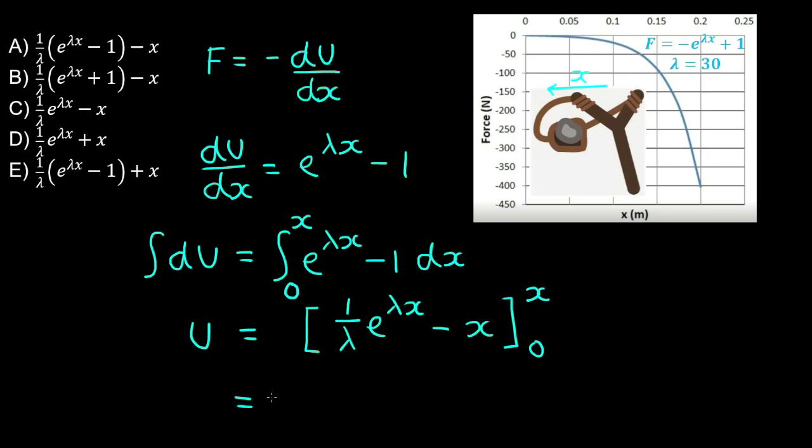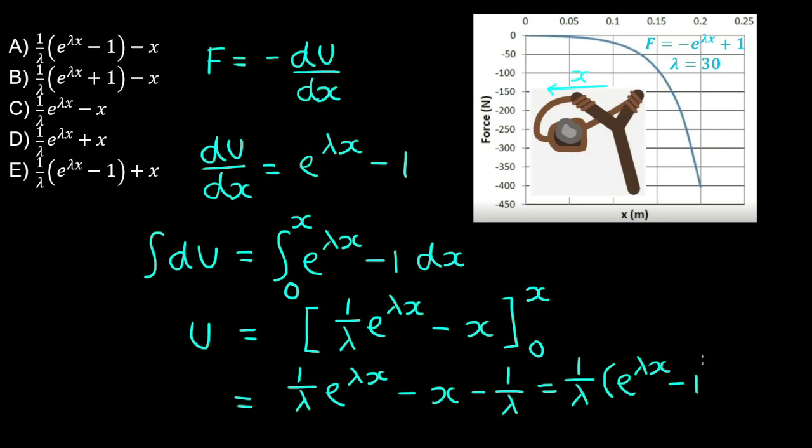So therefore u of x is 1 on lambda e to the lambda x minus x minus 1 on lambda e to the 0 plus 0. So if we factor out 1 on lambda, we get e to the lambda x minus 1 and minus x. So the correct answer is A.